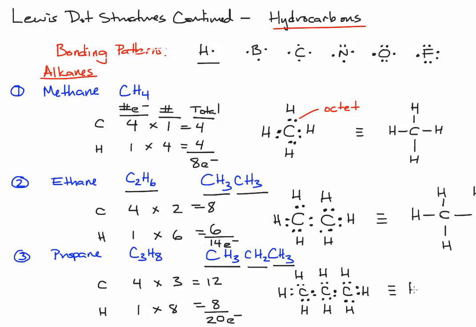An alternative way to draw that is the dash formula. So this is the dash formula for propane. So again, we have CH bonds and we have CC bonds. So this is the progression from methane to ethane to propane for the Lewis dot structures of hydrocarbons.